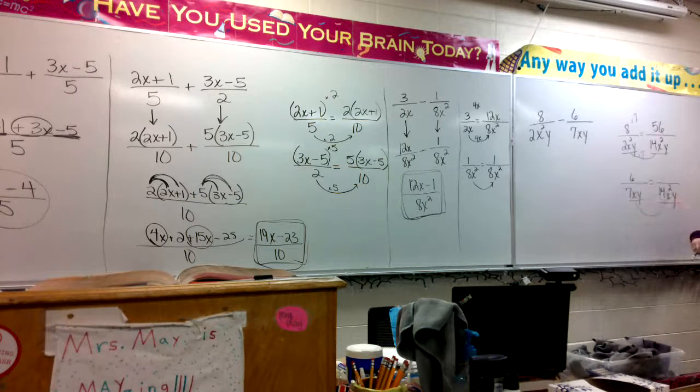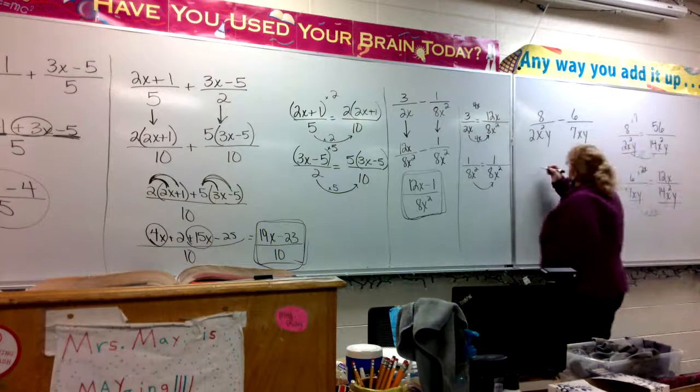7 times what is 14? 2. I have 1x, but I need 2. So I think I'm going to need 1 more x. 1y, 1y. I don't need any more y's. So what does that give us? 12x. 6 times 2x, 12x.